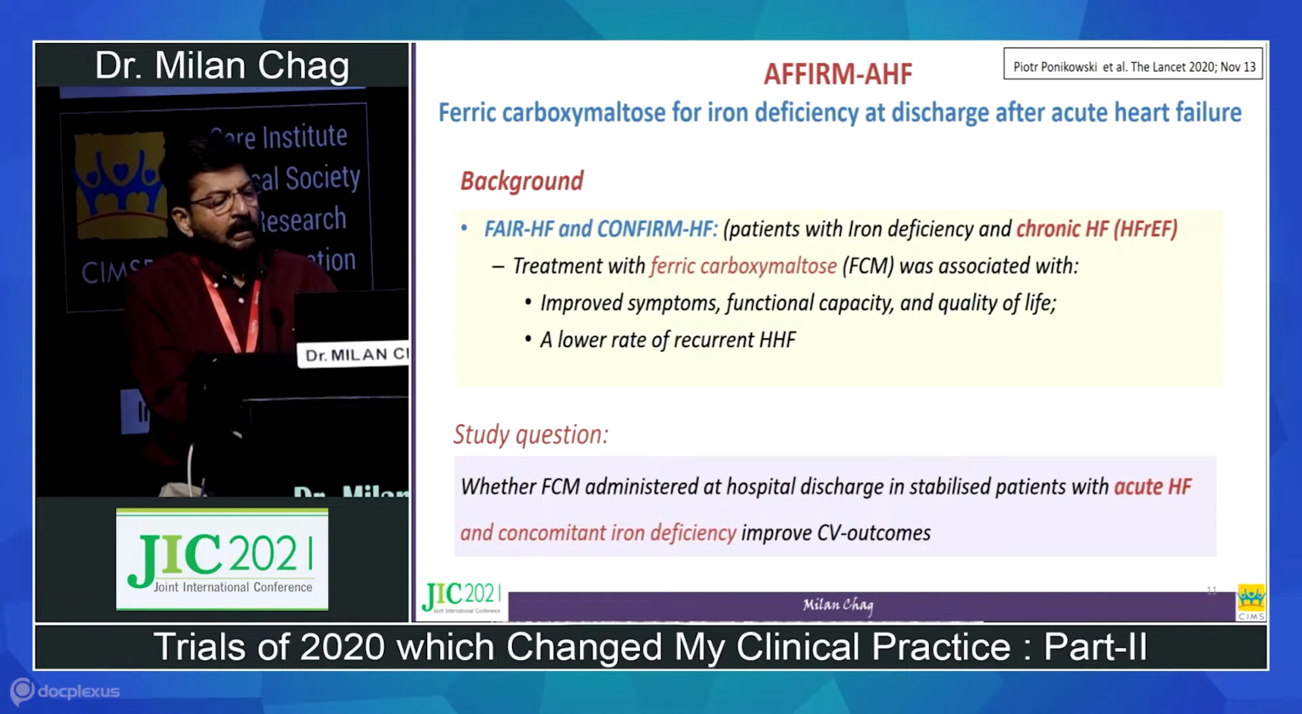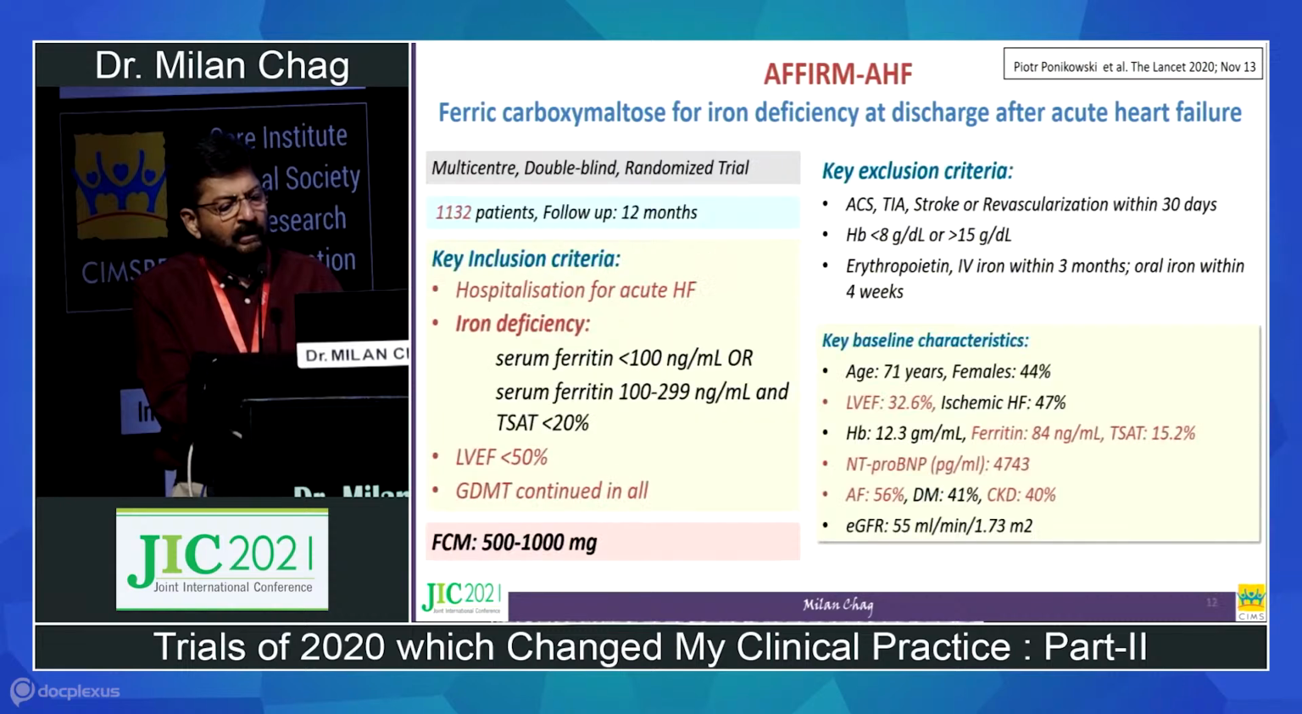The AFFIRM-AHF trial, ferric carboxymaltose for iron deficiency at discharge after acute heart failure. See, we had two trials in the past, FAIR-HF and CONFIRM-HF, where iron was given in chronic heart failure patients and ferric carboxymaltose showed clinical benefit. Whether the same molecule can be given in acute heart failure after initial stabilization, during hospitalization or immediately after discharge.